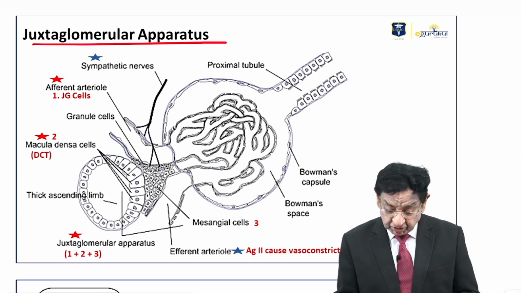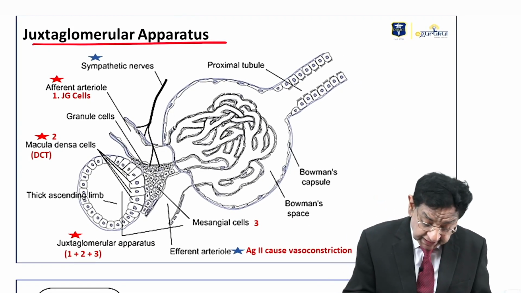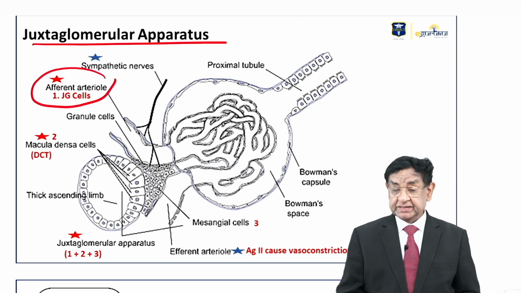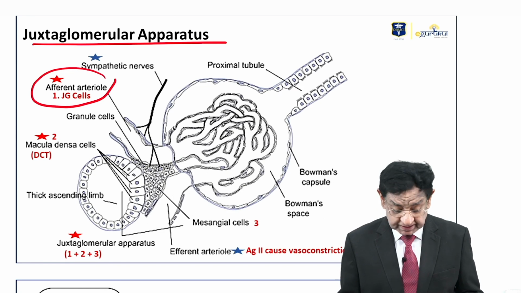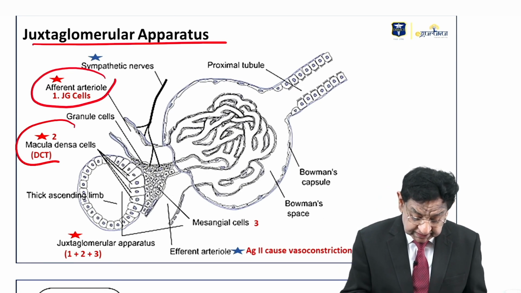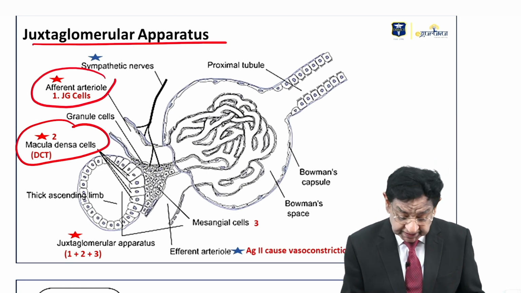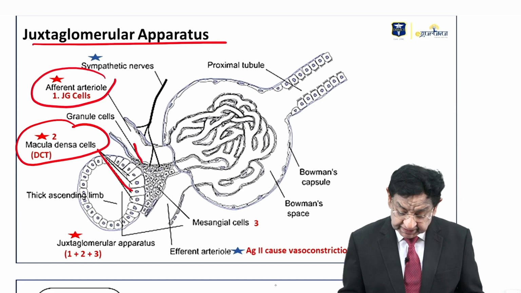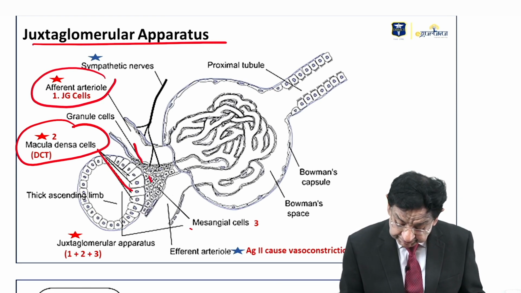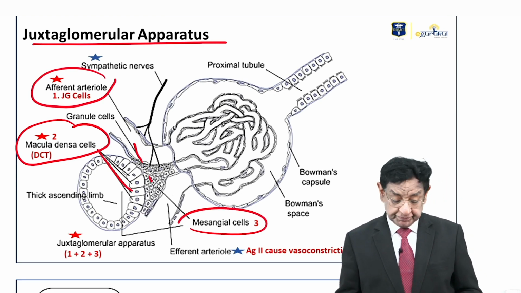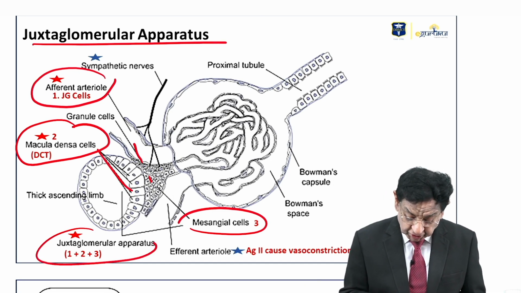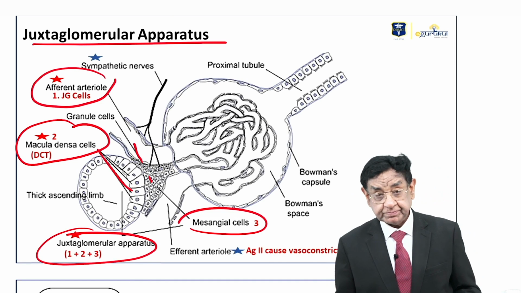Now let's look at a beautiful picture of the juxtaglomerular apparatus. It consists of, first of all, the afferent arteriole, which has the JG cells. Then comes the macula densa cells, which are part of the DCT. You can see this afferent arteriole. This is the DCT, and finally the supporting cells are the mesangial cells. These three together constitute the juxtaglomerular apparatus.